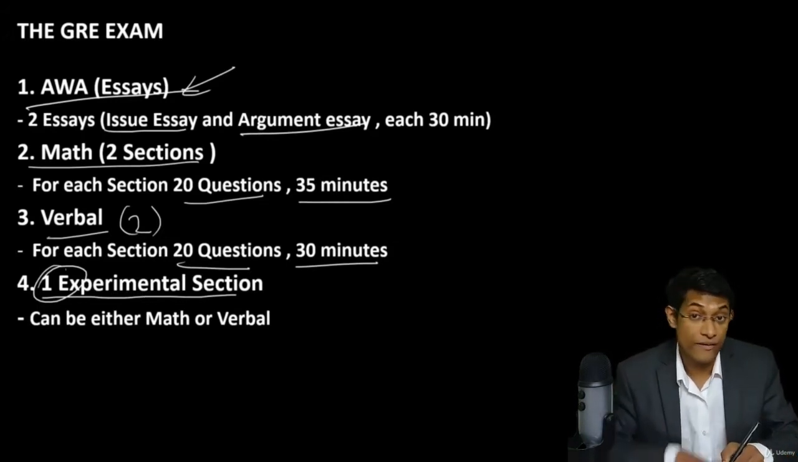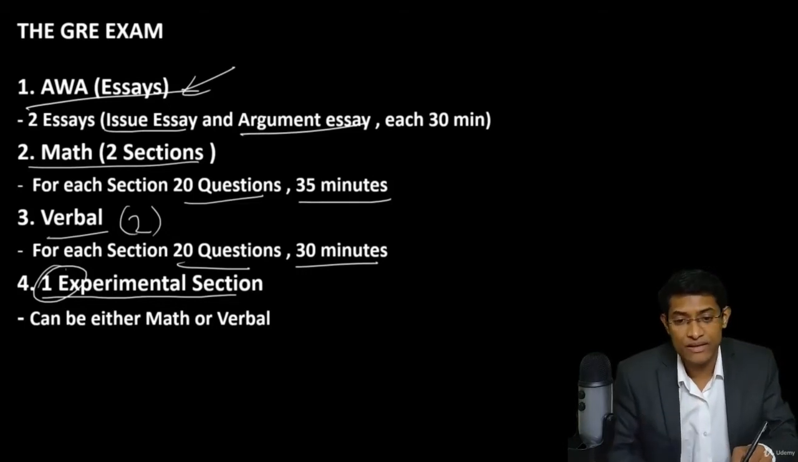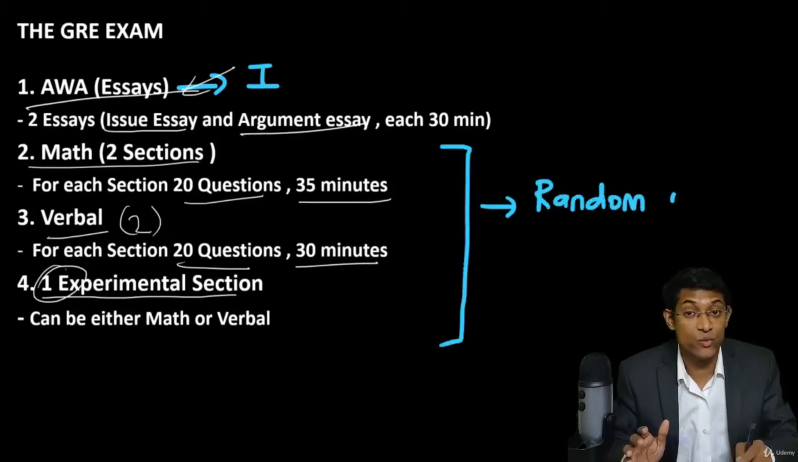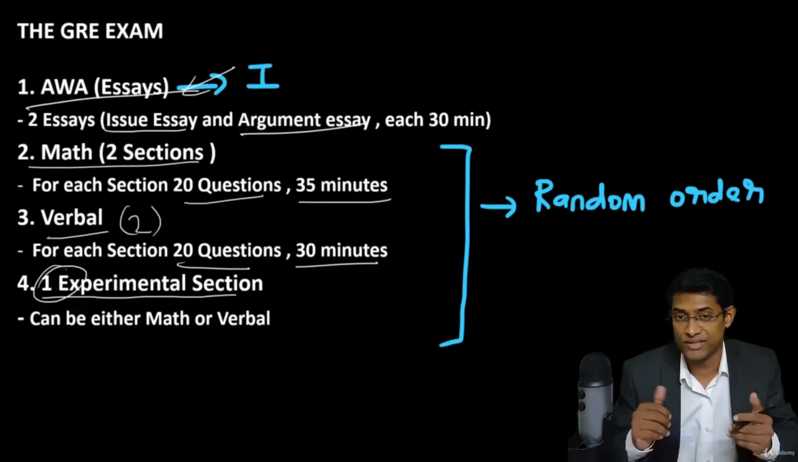Alright, now let's discuss the order in which you will get these sections in the exam. The first one would be the essays. You always start with the essays. Now these remaining sections will be in a random order. So it will vary from person to person.